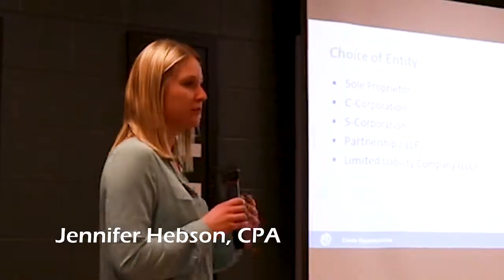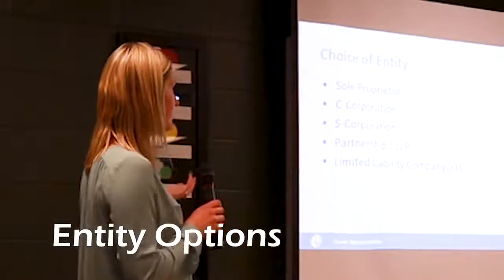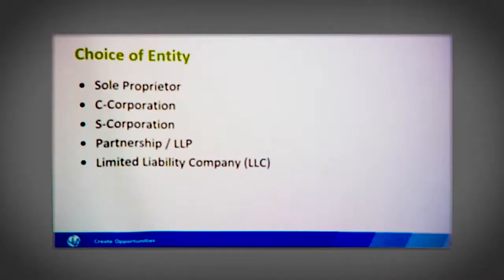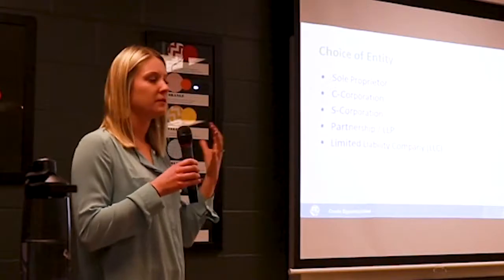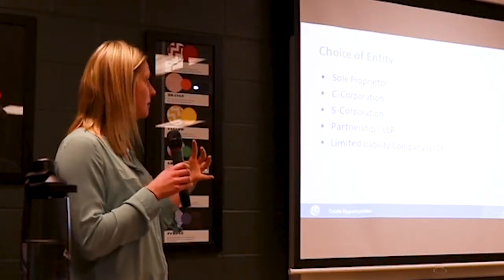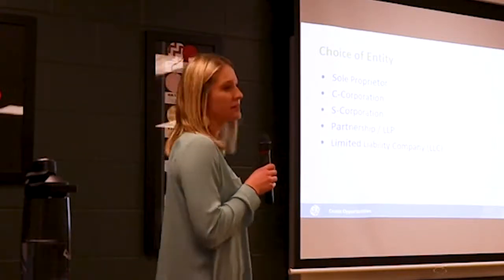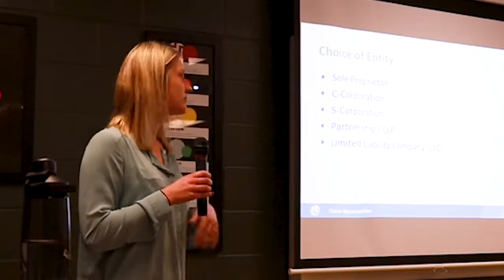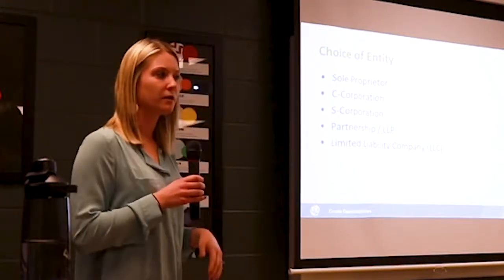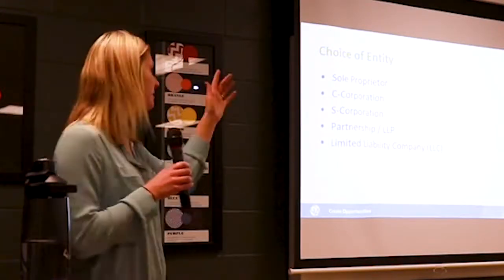So when we look at your choice of entity structure, there are a few different options. We have the sole proprietor, which is probably the most common in this industry, the C corporation, the S corporation, the partnership, and then this thing called a limited liability company, LLC, which really isn't a type of entity structure. You would file to be an LLC, but you choose how you want to be taxed. So you would say, I'm an LLC, but I'm going to be taxed as a sole proprietor. Or I'm an LLC, but I'm going to be taxed as a partnership.